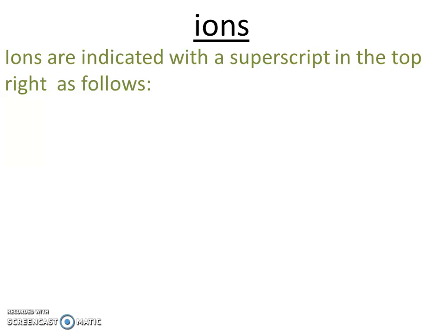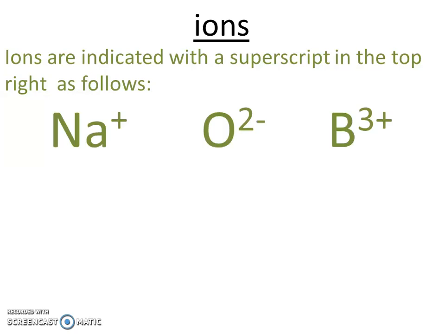We know something is an ion because we indicate that with a superscript in the top right, as follows. Go ahead and label the symbol. This is Na for sodium, O stands for oxygen, and B stands for boron. And the numbers and plus or negative signs at the top are the charges.